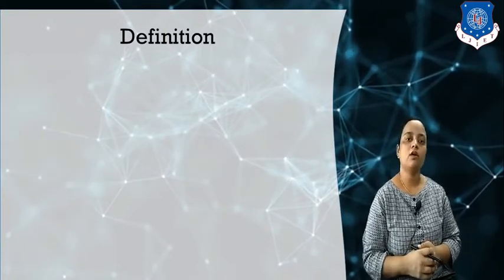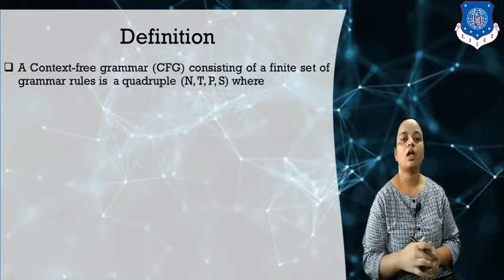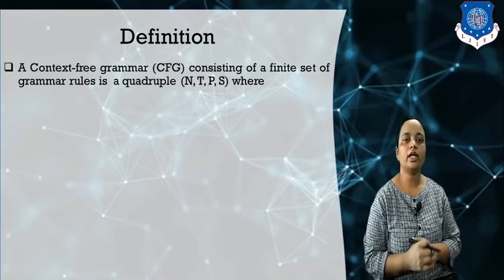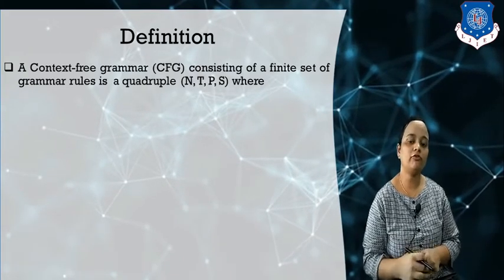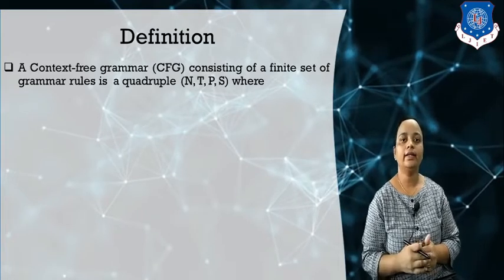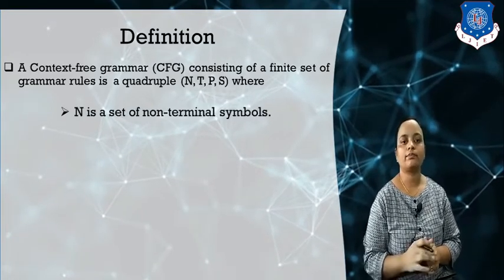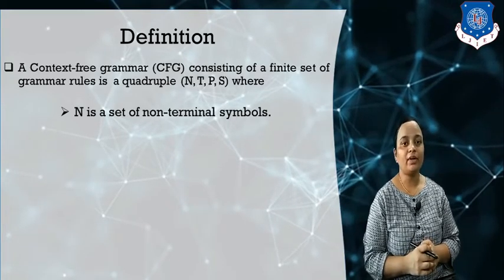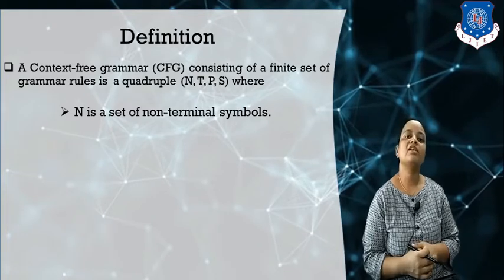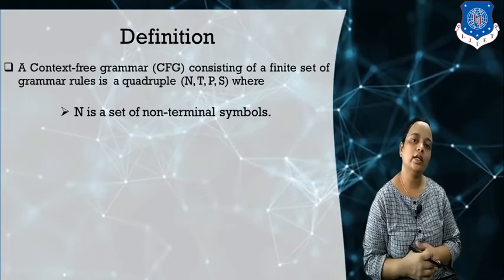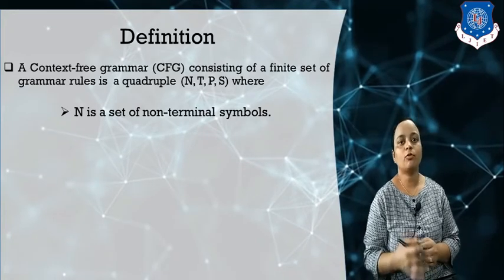Now next, what is the formal definition of context free grammar? Context free grammar is defined by four tuples. What are those four tuples? N, T, P, S. Here, capital N is a set of non-terminal symbols. Basically, we define non-terminals mostly by capital letters.